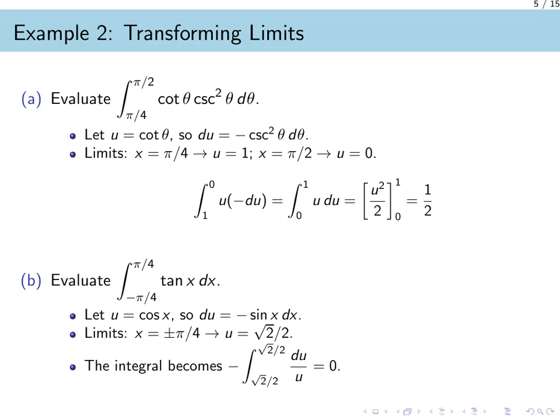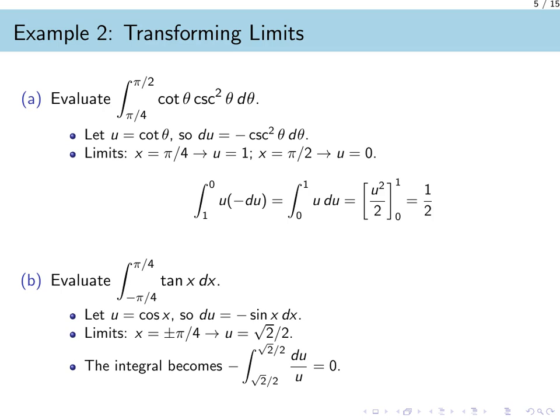Let us practice the method of transforming integration limits with 2 more examples. This technique can often simplify the final evaluation significantly. First, consider the integral in part a. We choose the substitution u equals cotangent theta. The differential du is then negative cosecant squared theta d theta. Now, we must transform the limits. The lower limit theta equals pi over 4 becomes u equals 1. The upper limit theta equals pi over 2 becomes u equals 0.